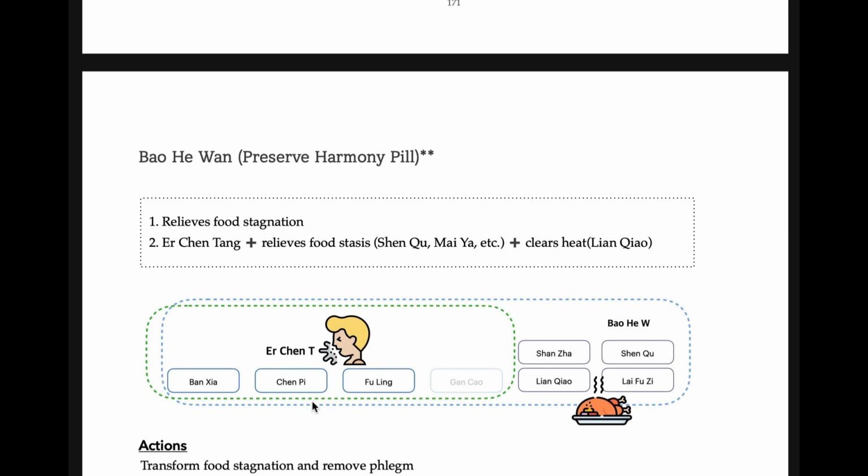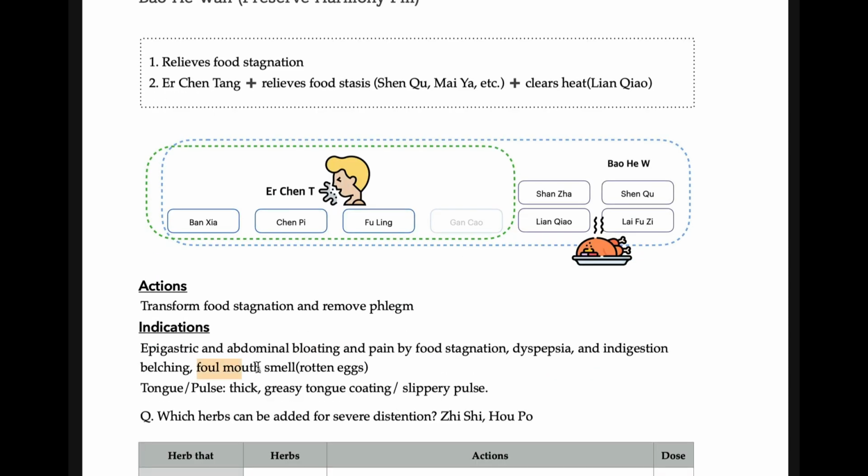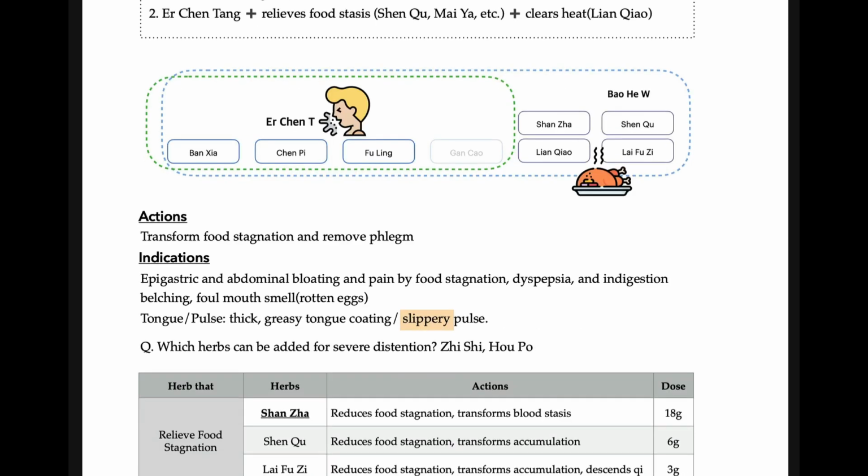And Bao He Wan is another variation from Erchen Tang with food stasis, Shenqu, Maiya. So what is the keyword for this formula? Foul smelling, rotten eggs. These kinds of symptoms will not be given as a hint for Pingwei San. So Pingwei San and Bao He Wan are very different. Pingwei San is for dampness and Bao He Wan is for phlegm, so slippery pulse. When the patient has a severe distension, what is the proper modification? Common question: Zhishi and Houpo for Bao He Wan.